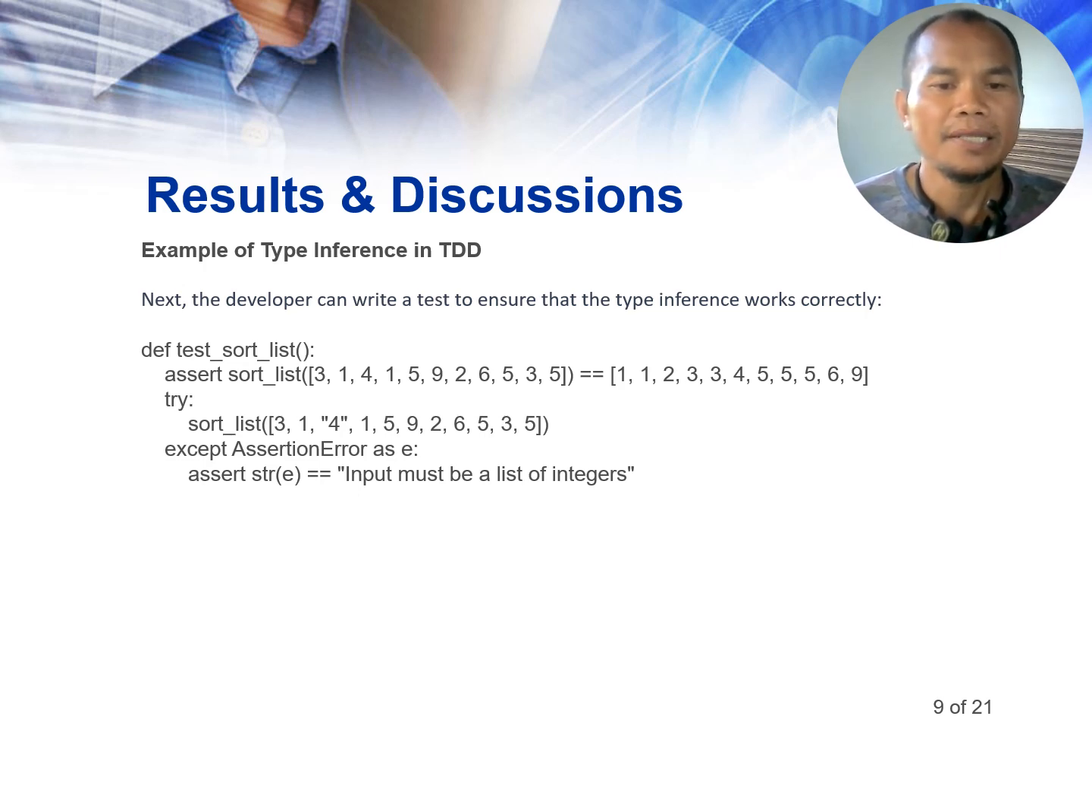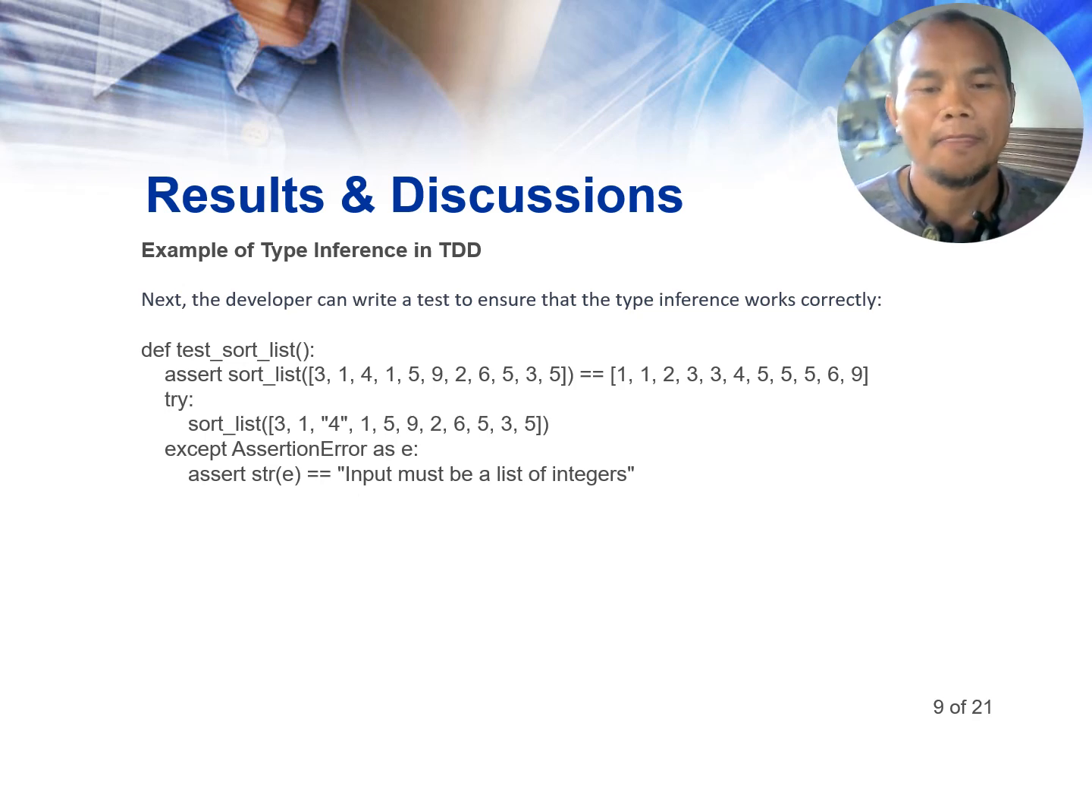This test will pass if the function correctly sorts a list of integers and raises an error if the input is not a list of integers. So overall, type inference in TDD can help ensure that the code is robust and can handle unexpected inputs, improving the overall quality and reliability of the code base.